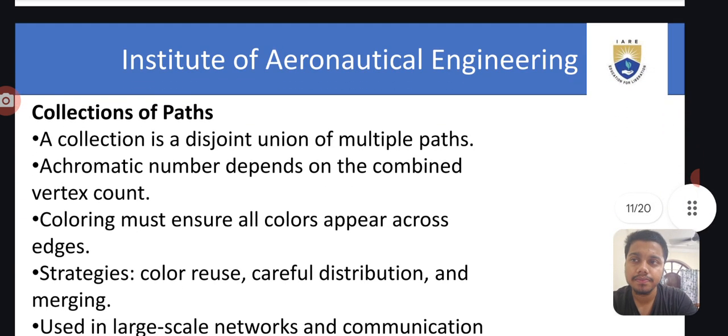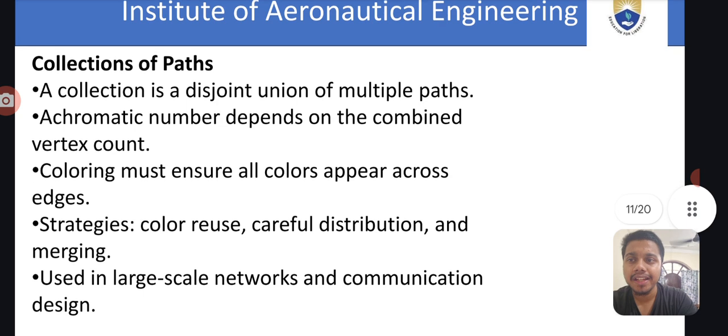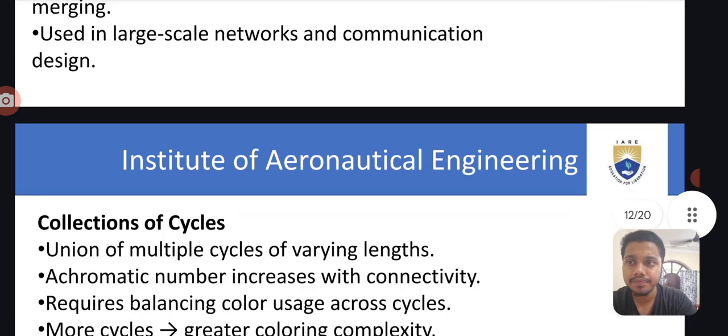Collection of paths. A collection is a disjoint union of multiple paths. The achromatic number depends on the combined vertex count. Coloring must ensure all colors appear across edges. Strategies include color reuse, careful distribution, and merging, used in large-scale network and communication design.